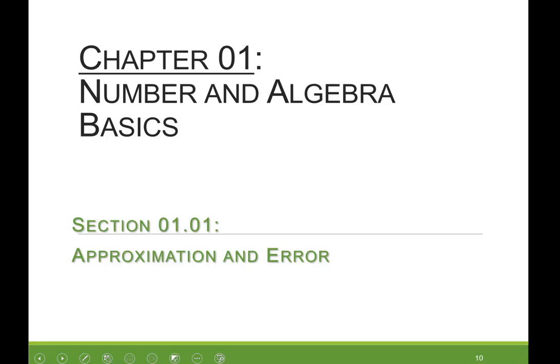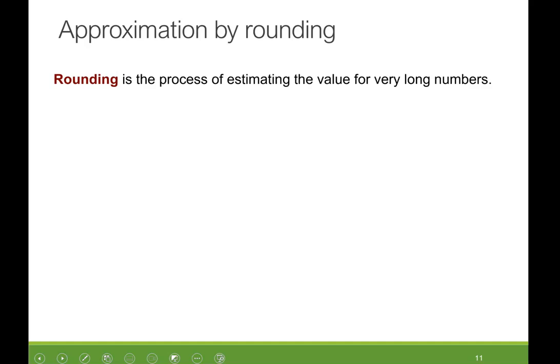Kind of the last thing that I want to talk about here in section 1 is rounding. We call this approximation and error is the fancy term, but really what we're talking about is rounding. And rounding is just the process of estimating the value for a large or long number, right?